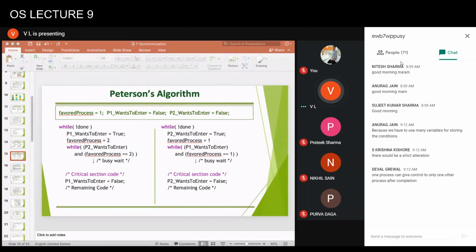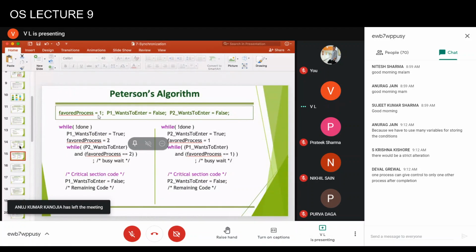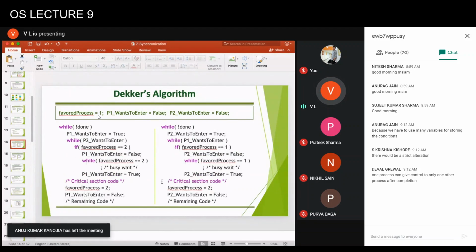So now, let's say the favored process was right now 4, and only P1 wanted to enter. So while P1 wanted to enter, and then after executing the critical section, before it could change the, sorry, this is Peterson's algorithm. I'm sorry. Let's come to Dekker's algorithm, sorry.